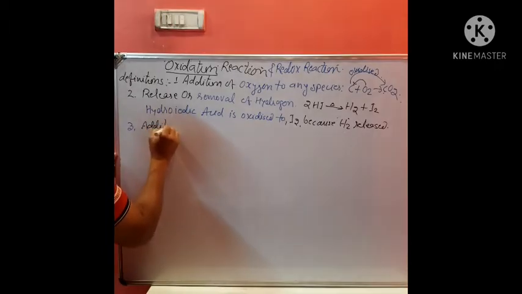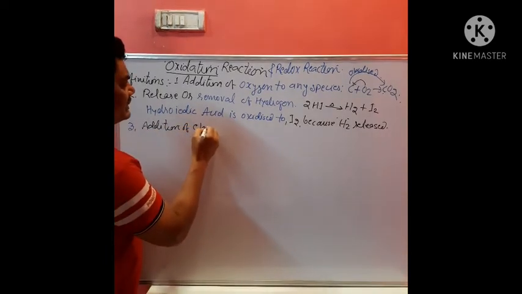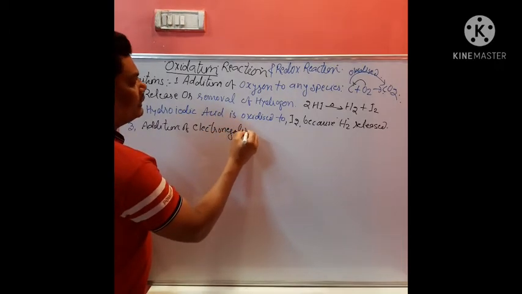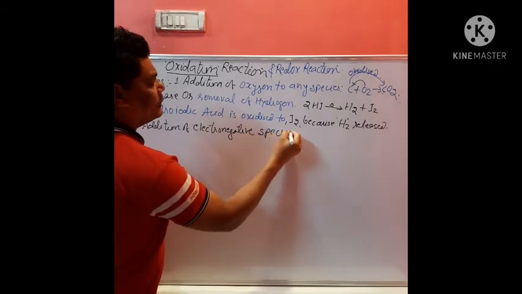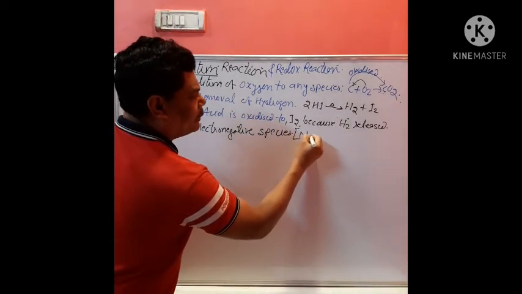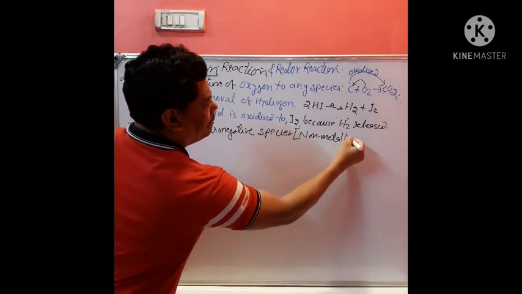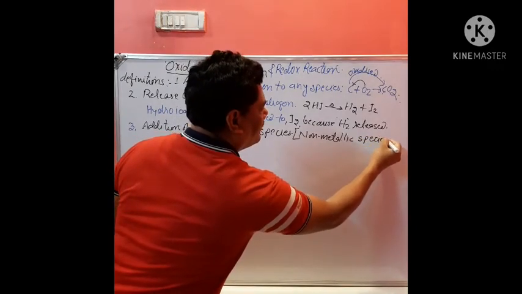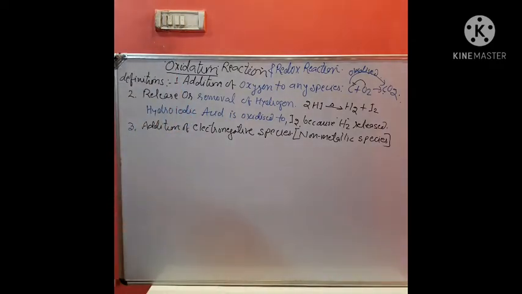Addition of electronegative species. Now electronegative species means what? Non-metallic species. These are called electronegative in nature, which are present on the right side of the periodic table.